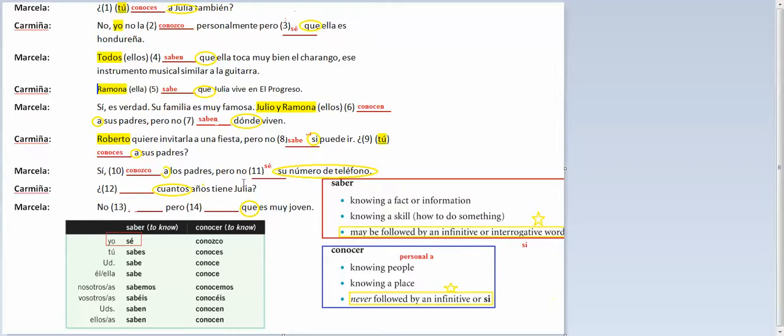Blank, ¿cuántos años tiene Julia? Here we're saying Carmina is asking Marcela if she knows how old Julia is. So that would be knowing information about her. So it would be saber. ¿Sabes cuántos años tiene Julia? No, I don't know. Still saber. What I don't know is how old she is. Pero blank es muy joven. But I do know that she's very young, which is still knowing information.